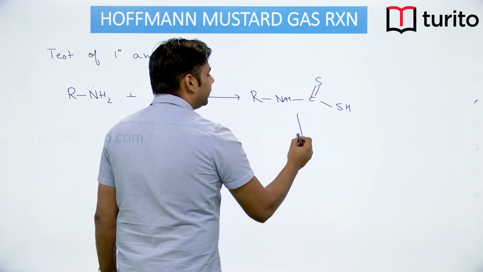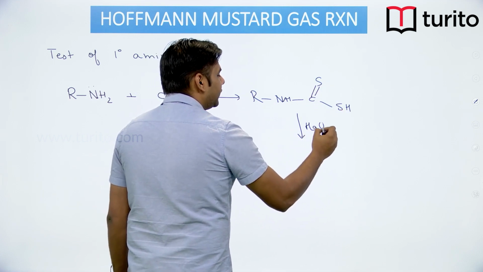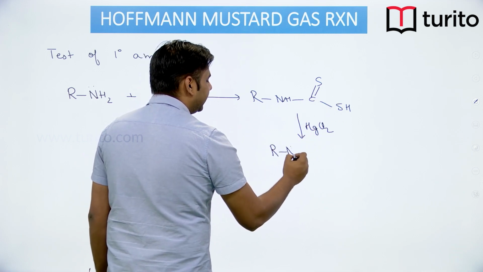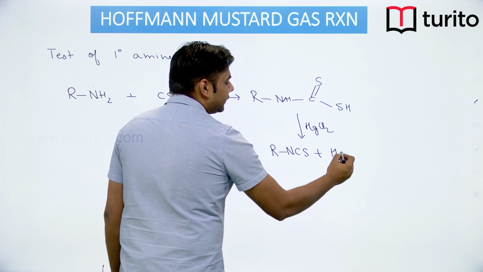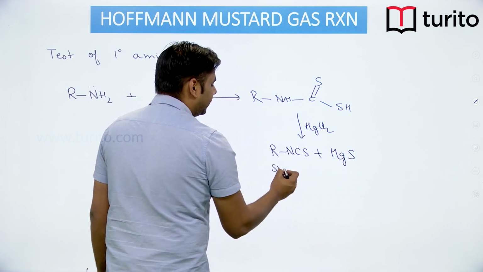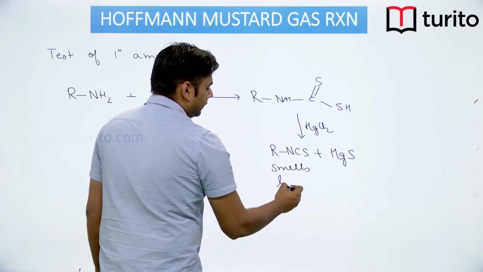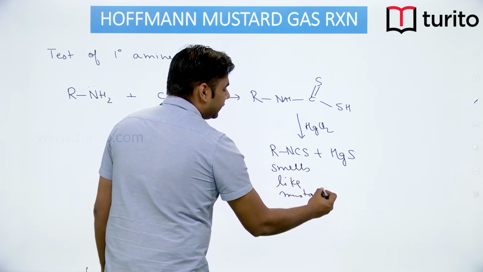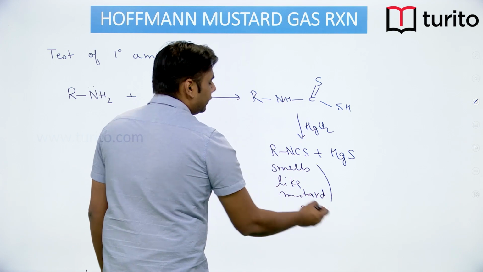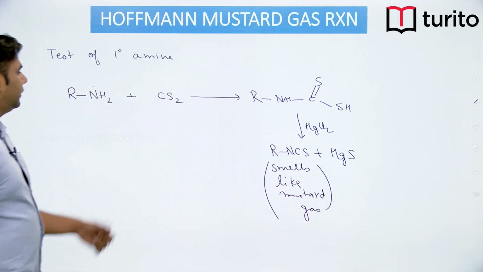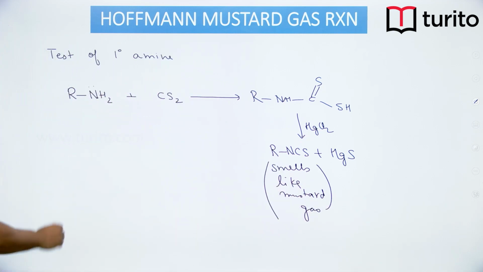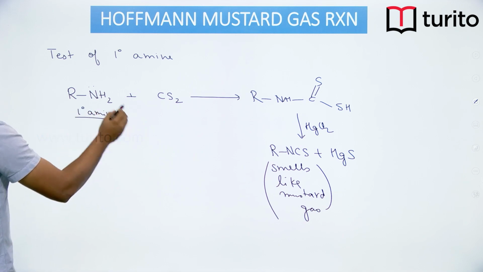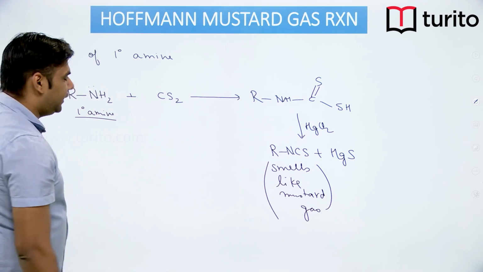Okay, now when you react this with HgCl2, Hg will take out sulfur and it will form RNCS plus HgS. Now this smells like mustard gas. Because this smells like mustard gas, we say that this is a mustard gas reaction. So this is a test which is given by a 1 degree amine, because if you take a 2 degree amine, all 1 degree amines will give a mustard gas like smell.